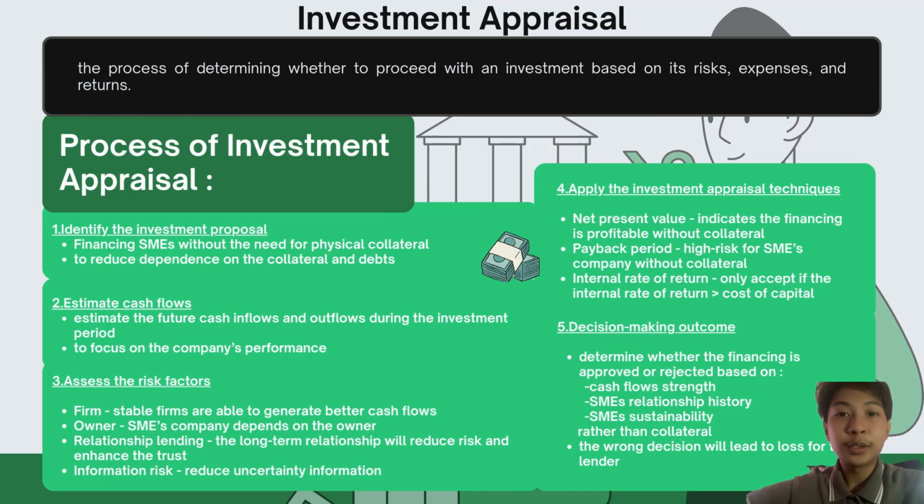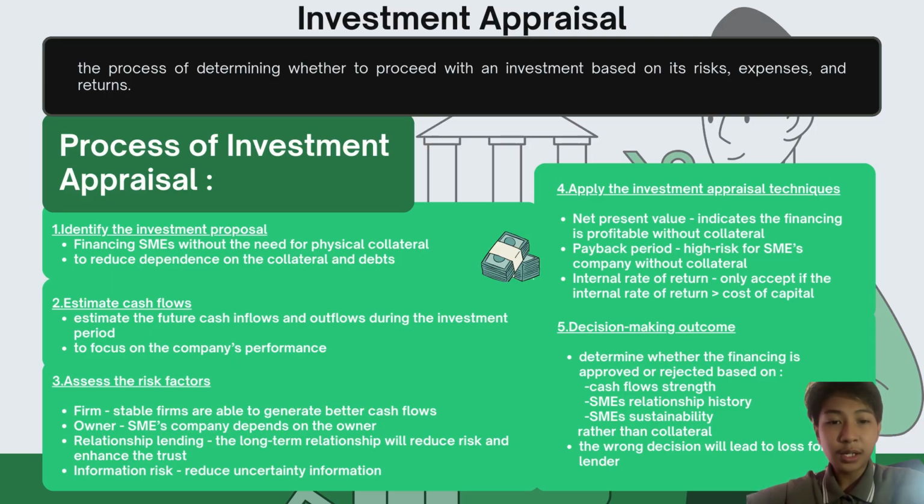I'll now explain the process of investment appraisal. First, identify the investment proposal, that is financing SMEs without the need for physical collateral, or to reduce dependence on collateral and debts. Second is estimate cash flow. Estimate the future cash inflows and outflows during the investment period, and focus on the company performance. Third one is assess the risk factors such as firm.